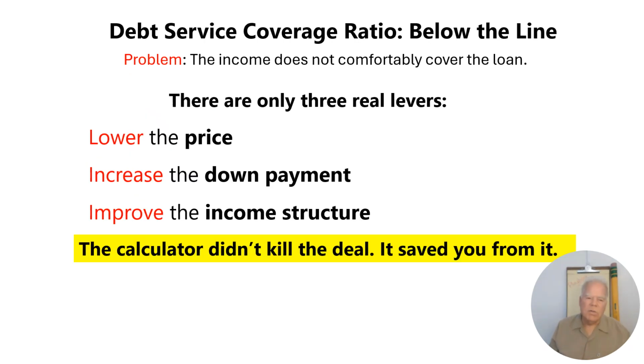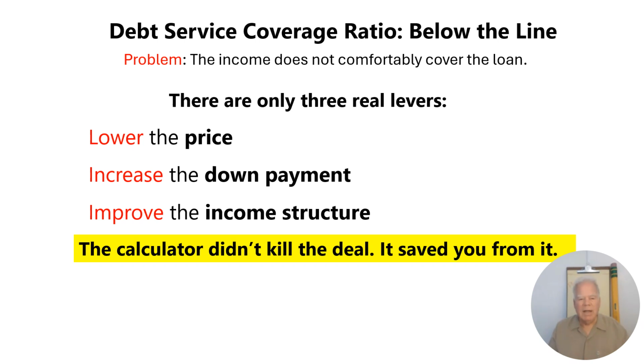When coverage is close to 1 to 1, the problem isn't subtle. The income is doing just enough to cover the loan. That's not a buffer, that's exposure. Below the debt service coverage ratio of 1.2, the deal isn't comfortably supported by income alone. And at that point, we don't debate the math, we adjust the structure.